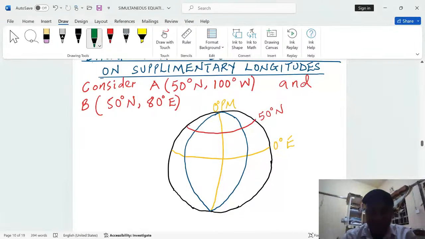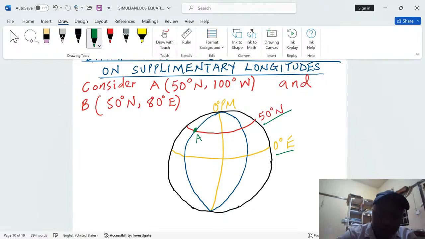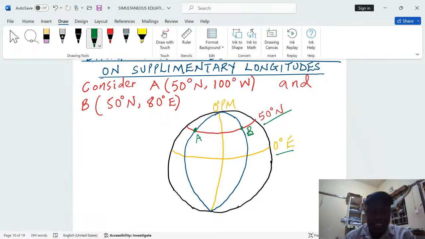There is a place, we have a latitude 50 degrees north, and there is the equator here, there is the prime meridian there. Then we can have two places. Let's say place A is here, 50 degrees north, and 100 degrees west. That is place A. And place B is 80 degrees to the east. This is B, 80 degrees east on the same latitude.